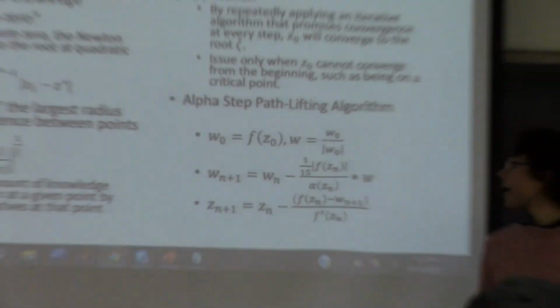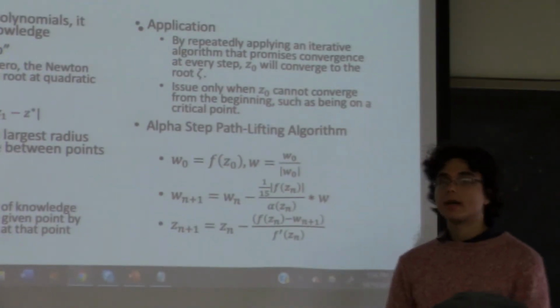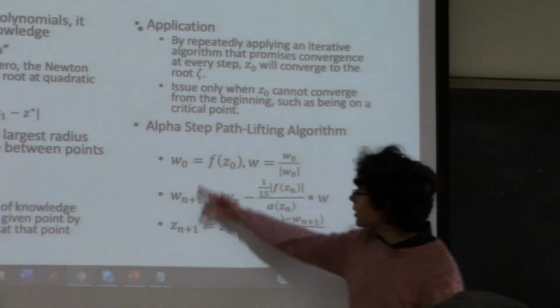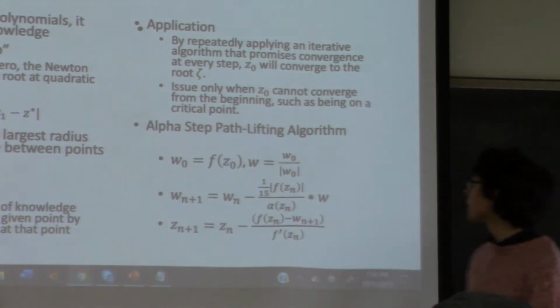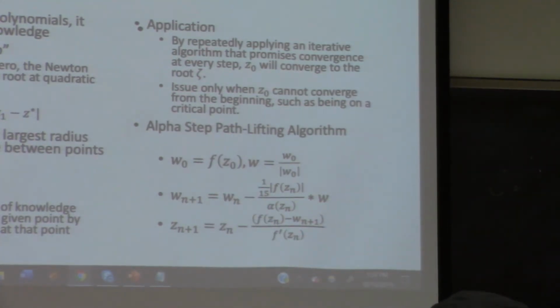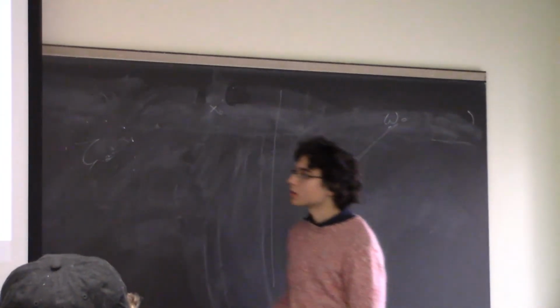Okay. Cool. So, what the actual algorithm looks like for this path lifting algorithm is you get your W naught, which is F of C naught. So that just would be from here. Actually, no, this is the other part. So this here is your X naught. And here is zero, here is W naught, where this is the line that you construct.